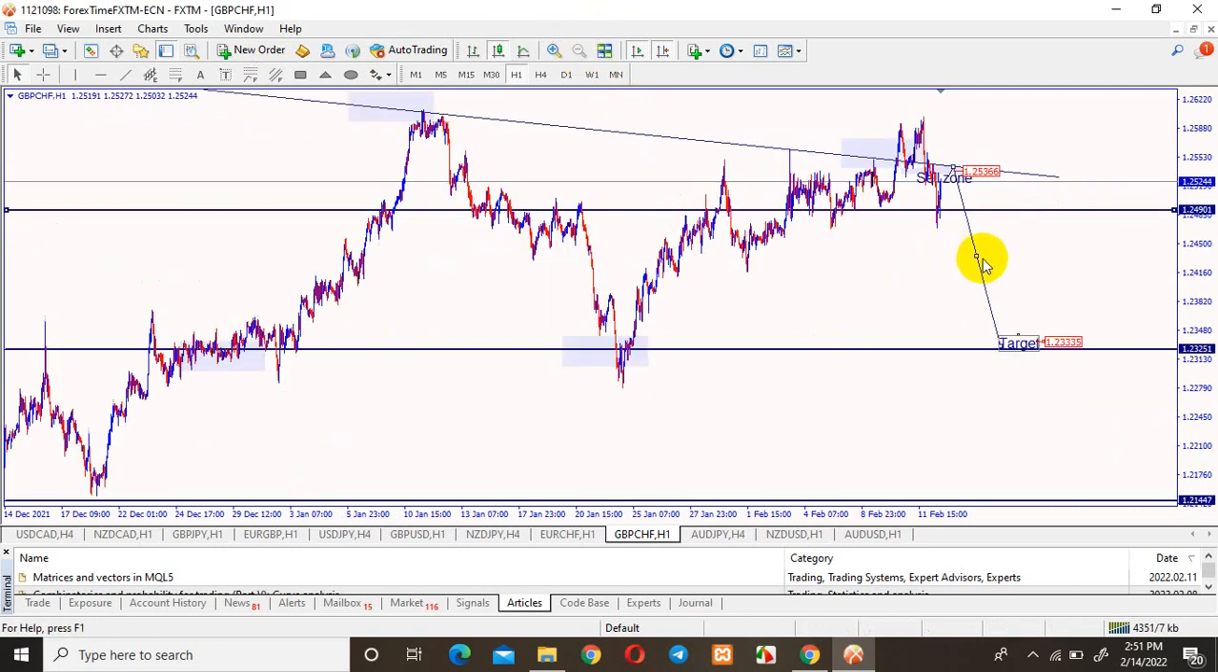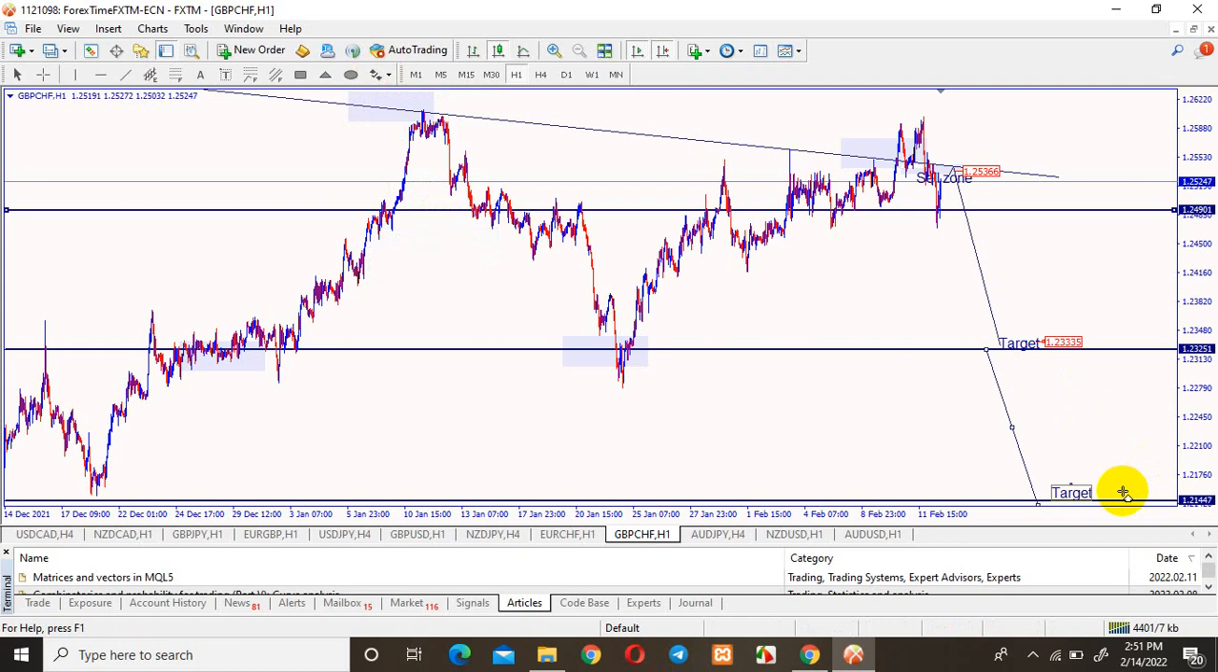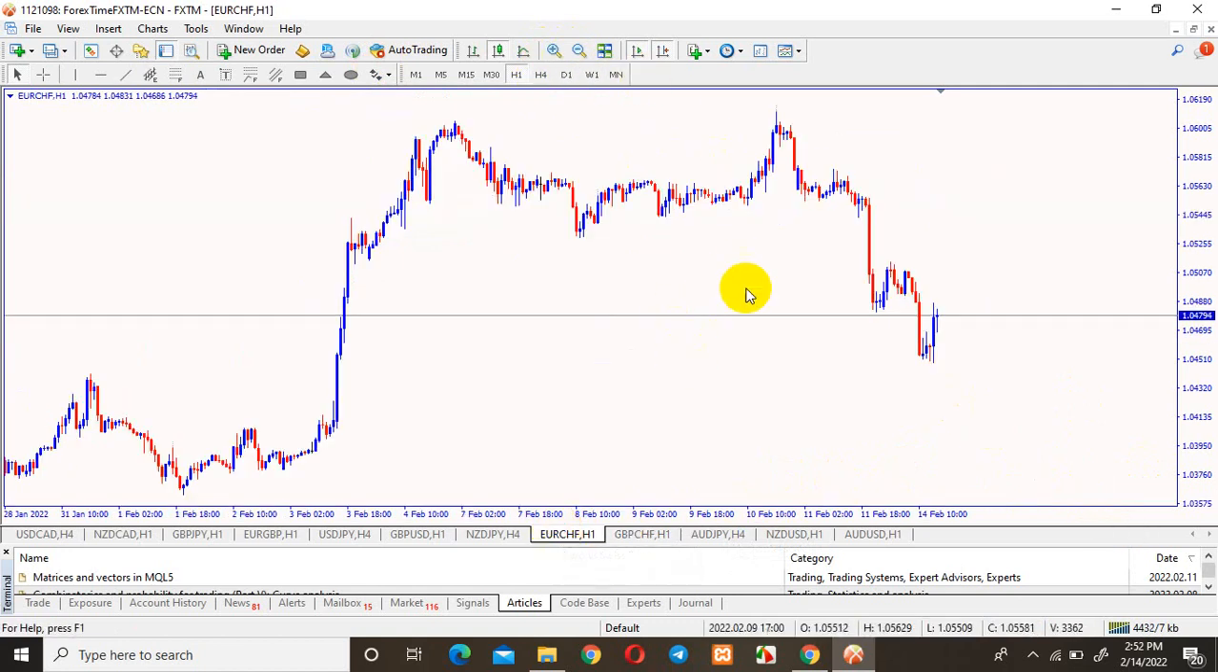You already know if price breaks below that zone, we should expect our next target to be around 1.121566. Okay, so that is all we have for you on GBP CHF. Let's see what EUR CHF is giving us.